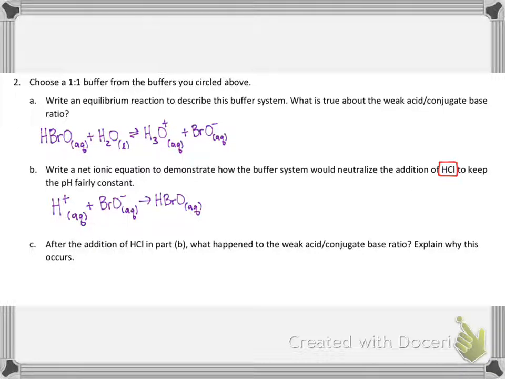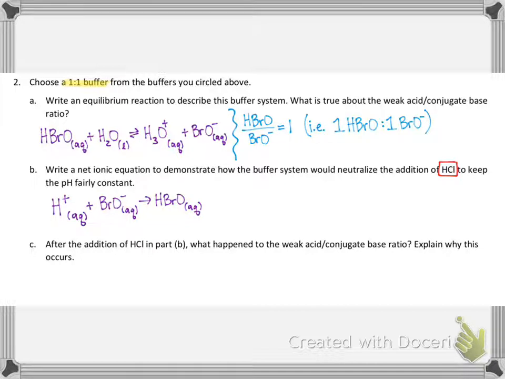Now, there is a part of the question, part A, that I skipped. It said, what is true about the weak acid to conjugate base ratio? Remember, we specifically chose a 1-to-1 buffer. That means the ratio of weak acid to conjugate base has to be equal to 1. So if you wrote it as a fraction, the number of particles of your weak acid divided by the conjugate, it would be equal to 1, because there's 1 for every one of the other.